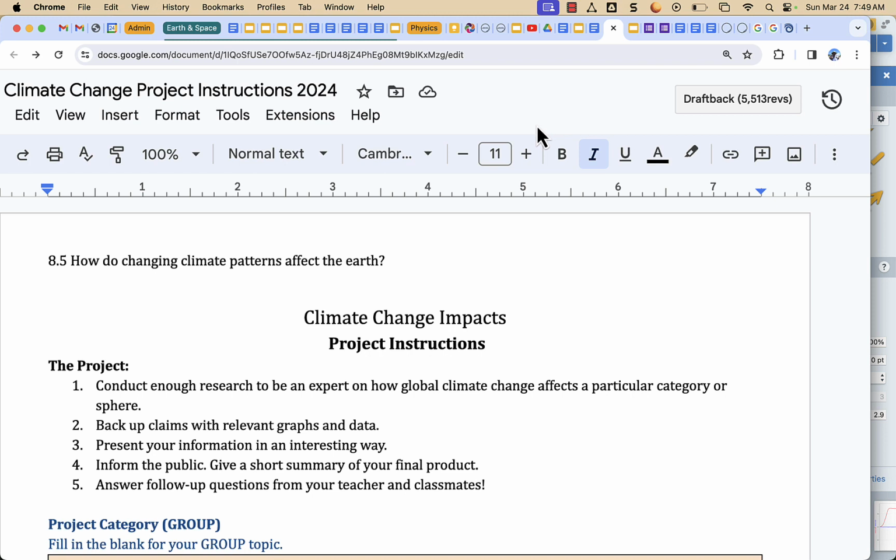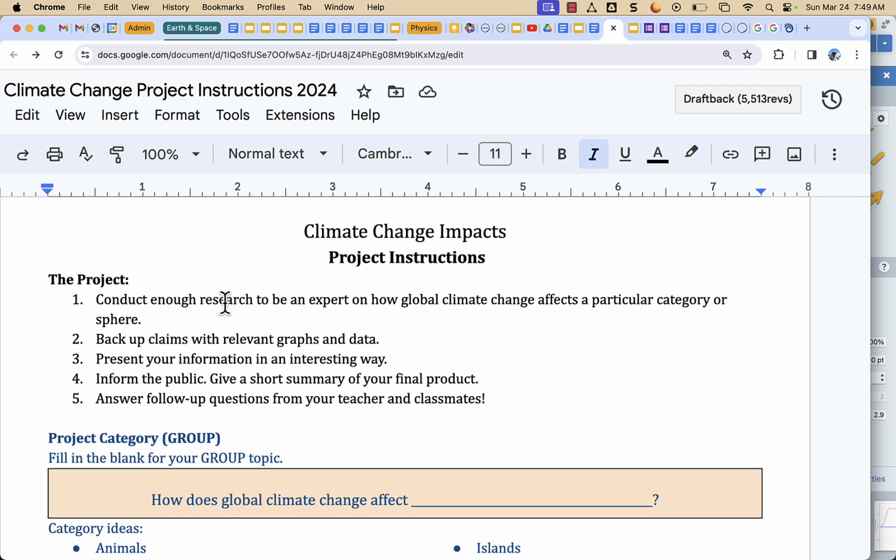I'm maybe a little ahead of myself. So here's the instructions that you'll find in Canvas. It says: one, conduct enough research to be an expert on how global climate change affects a particular category or sphere. Then back up claims with evidence or with relevant graphs and data. Present your information in an interesting way and inform the public in class. Next class, we're going to be giving a short summary of the final product, about a minute for each person. And then if people have questions, answer questions.